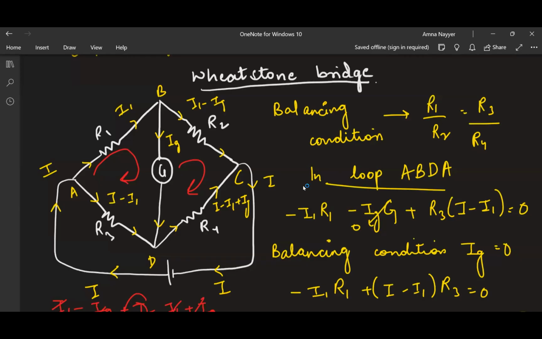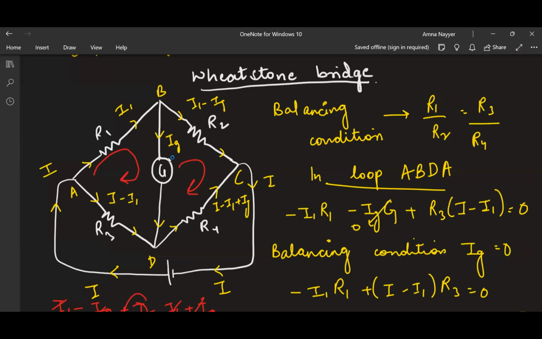Can current go from D to B? Yes, then you have to change the arrangements. You'll get the same answer. We can assume in that way also. Your currents will change then, the variables will change. Eventually, you'll get the same result because Ig will be 0.